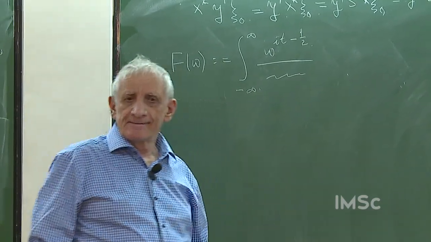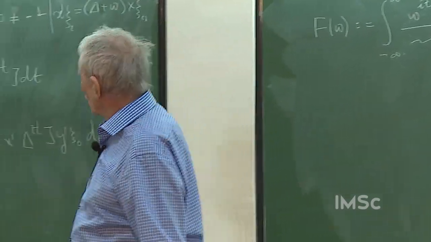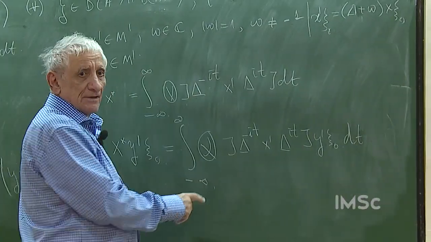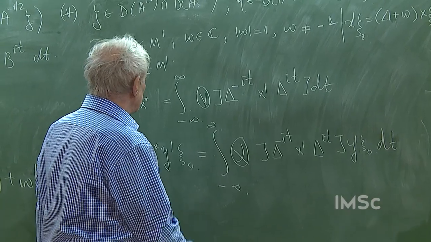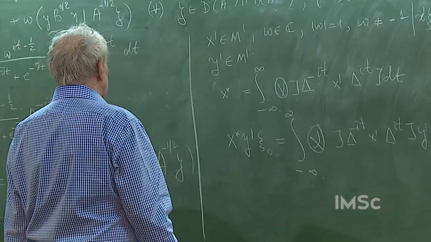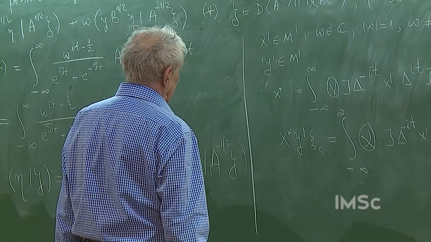How do you get these two expressions? How do I get what? This one? This and the previous. Those two expressions, how do you get? Using what? Okay.